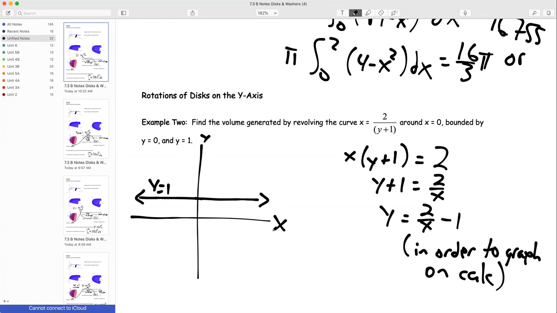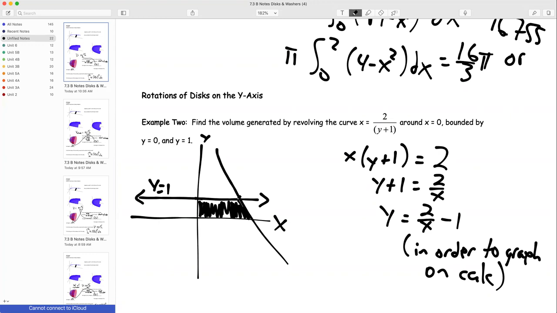And you should get something that looks like that. And so we are talking about this area here between those curves as the shaded region. When you put it into the calculator, you put the new one that you solved or the original? Put in this one, y equals 2 over x minus 1. Otherwise, you'll get an error message.